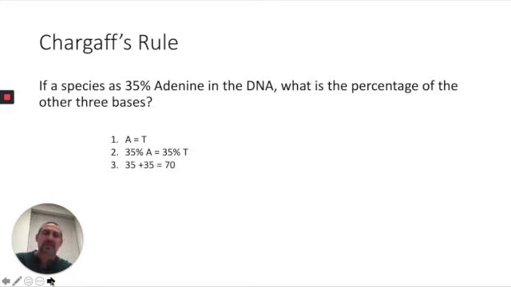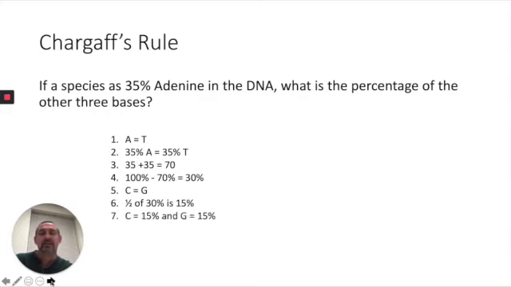Now, if we have 70%, we need to get up to 100%. So we find out what's left. 100% minus 70 is 30%. So that 30% is going to be split between the C's and G's. We're just going to take half of 30 for each, half for C and half for G. And that's going to give us 15% for each of the others.